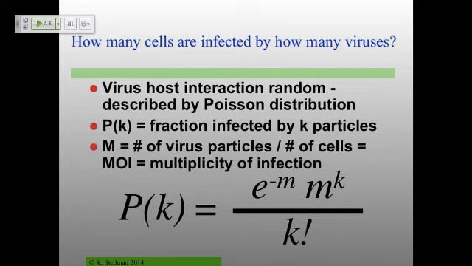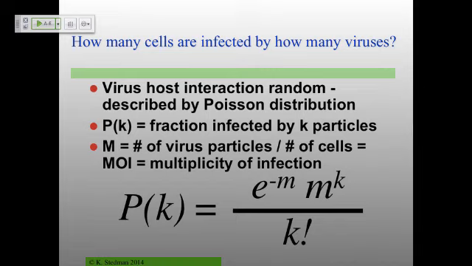Don't worry about it. All it is, the fraction of cells that are infected by, or just interacting with, k different particles is going to be e to the minus m, and m here is your multiplicity of infection, the number of virus particles divided by the number of cells, times m to the k, and then k is that number of particles, divided by k factorial. Now, what does this really mean?